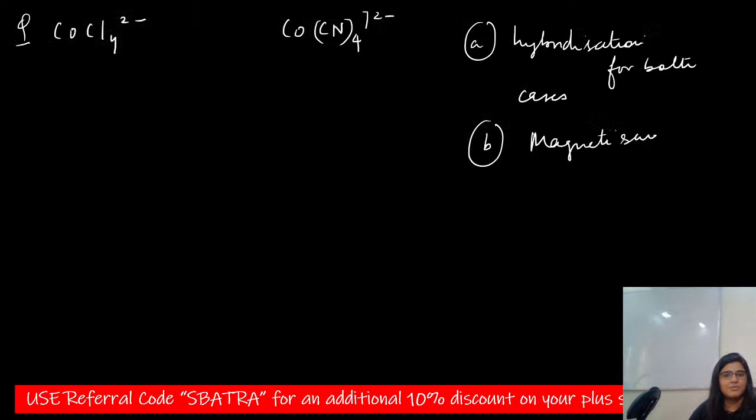Okay, next is this question. You have two compounds, compound A and compound B. You need to tell the hybridization for both cases, as well as predict their magnetic character. You should be able to find the answer in just 5 seconds. This is the beauty of inorganic chemistry, so make sure you are revising your concepts on a daily basis. This way you can save your time for physical and organic questions.